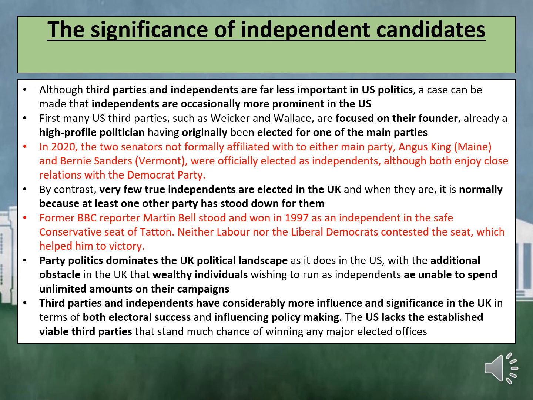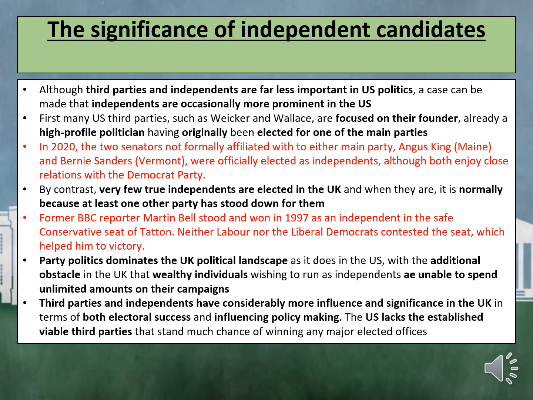In 2020, the two senators not formally affiliated with either main party are Angus King of Maine and Bernie Sanders of Vermont, who were officially elected as independents, although both enjoy close relations with the Democratic Party. Sanders ran for the Democratic nomination in 2015 and 2019, and both men have caucused with the Democrats. Neither faces significant Democratic opposition in their Senate races.